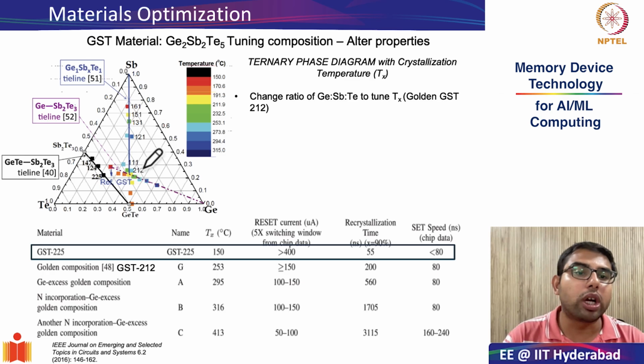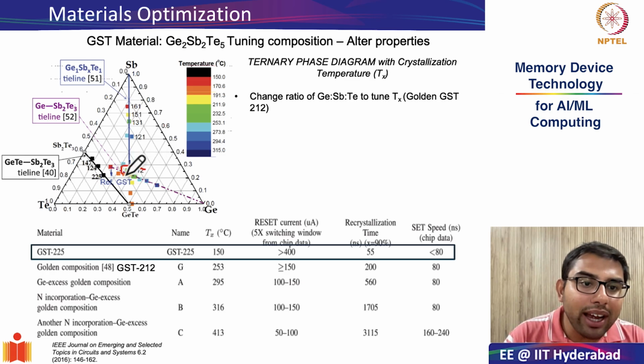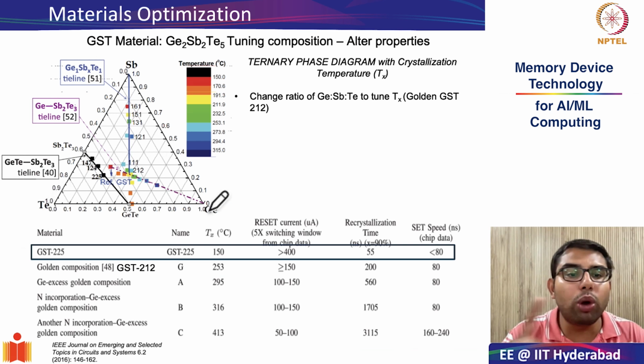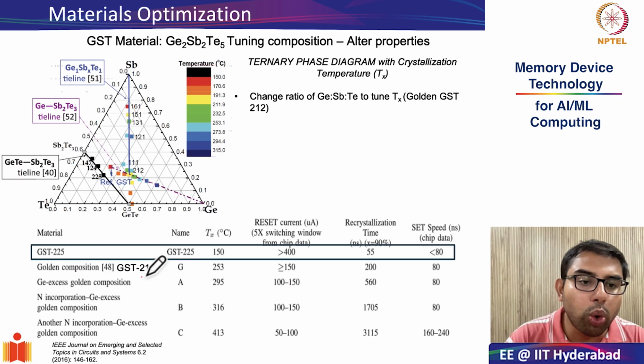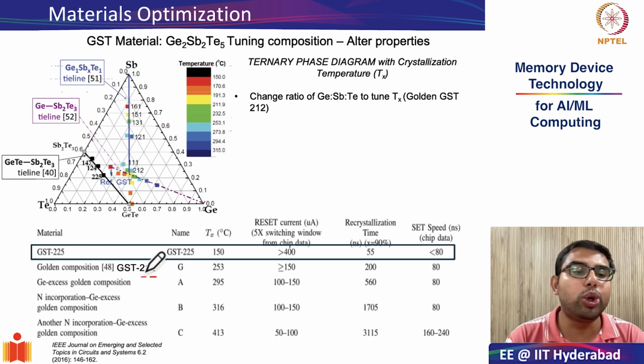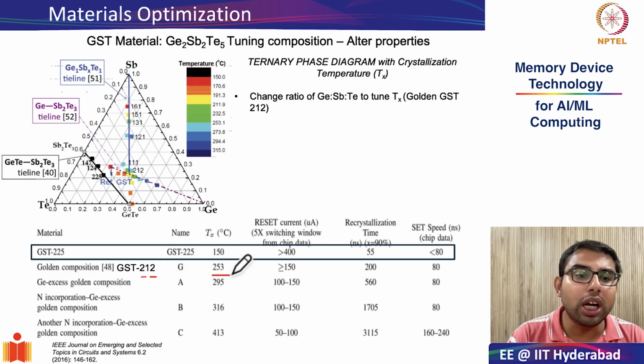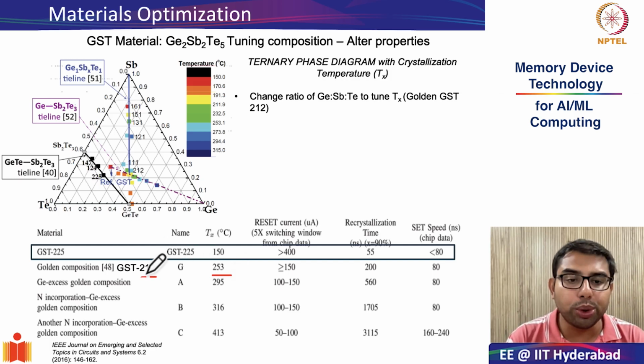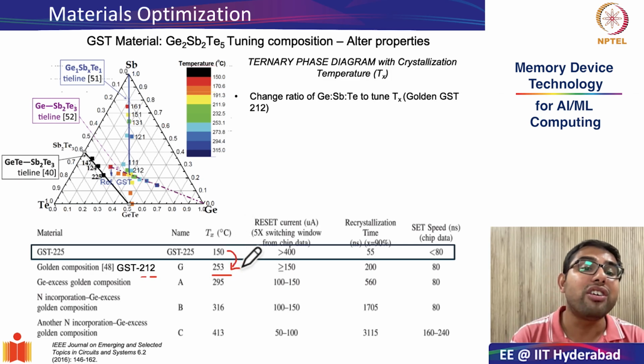So what people found out is, right in the middle of this equilateral triangle in between tellurium and germanium, so equal parts of tellurium and germanium, 2 and 2, and 1 part of antimony. So GST 212 has very, very nice properties when it comes to the crystallization temperature. By changing GST 225 in composition to GST 212, you can change the crystallization temperature by almost 100 degrees. You can increase the crystallization temperature from 150 to 253 degrees.